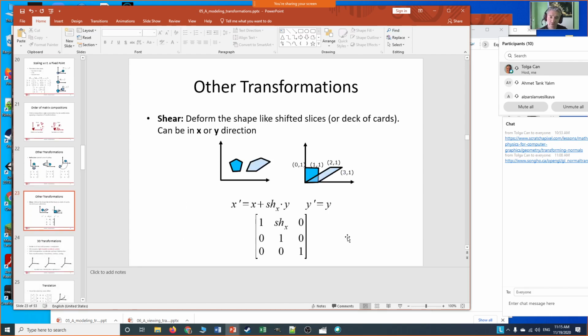We talked about reflection, which was a special case of scaling. There is one other transform which I have never used in my life in a real OpenGL application, but it's also a linear transform which we can use in certain applications, for example, for a deck of cards. It's called the shear transform.